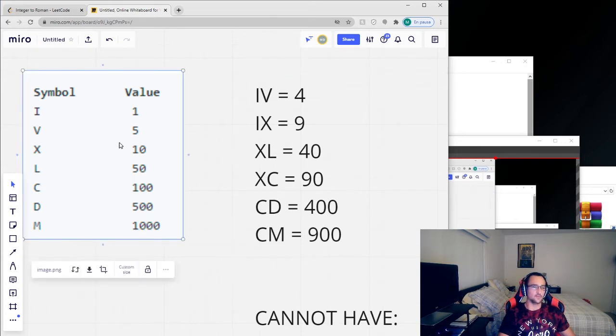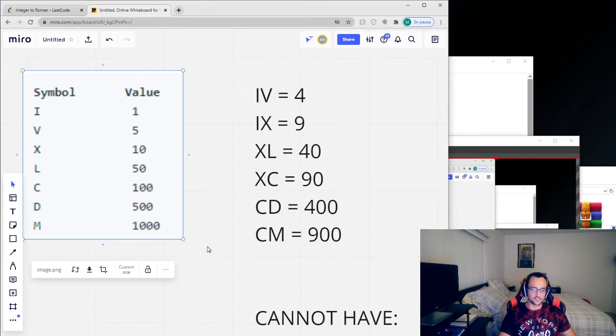So here we have a table which I just literally copied from LeetCode, which has the mappings between the single digit Roman numerals and the integer values. So here we have I is equal to 1, V is equal to 5, X is equal to 10, and so on and so forth until we get M, which is the largest single digit value, which is equal to 1000.